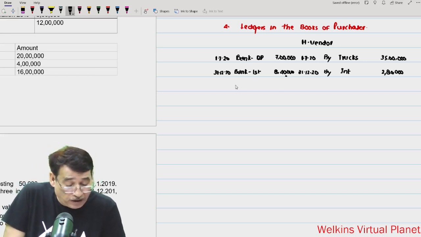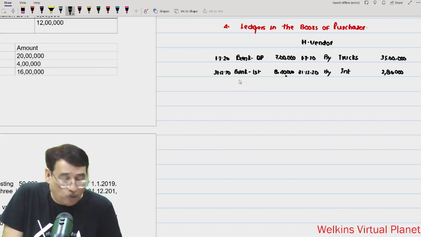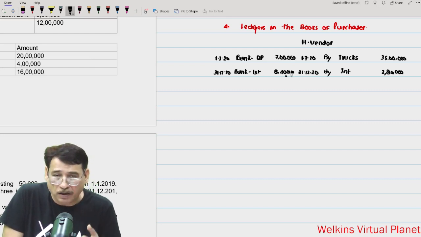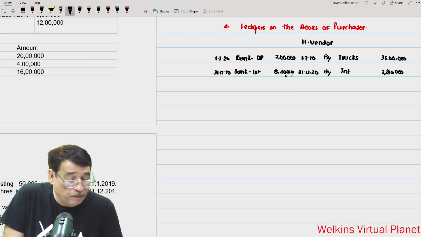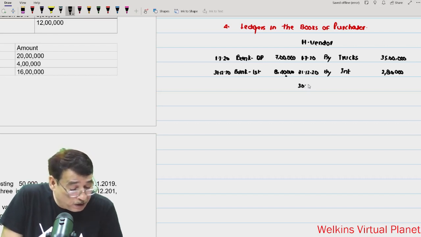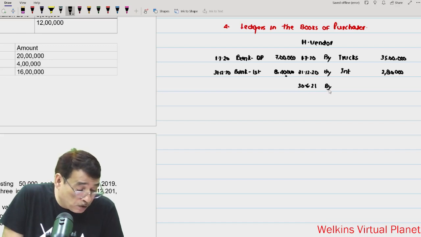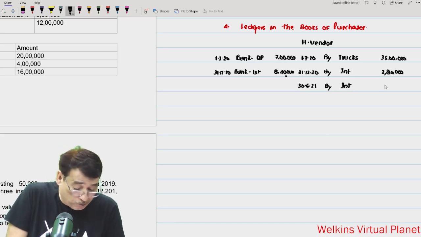Now, there is no point in doing balance carry down. Why? Because the accounting year will end on 30th of June. Is it clear to you? Because it is given in the question that the accounting date of the purchaser is 30th of June. So I will come straight away to 30th of June 2021. In fact, that is the end of the first year. Again, I am going to write here by interest. In the second installment, the interest which we computed was 2,24,000.